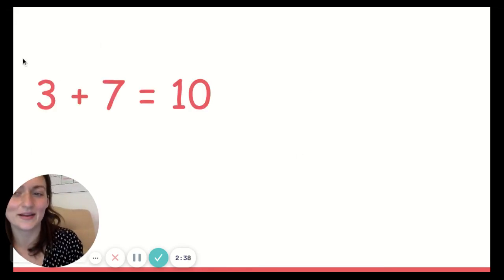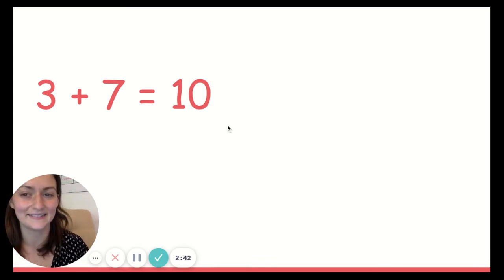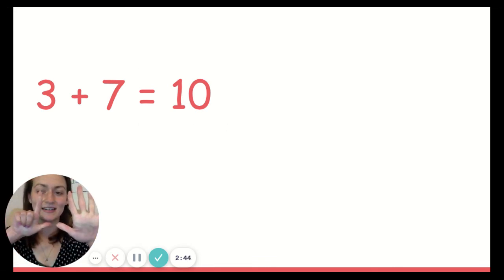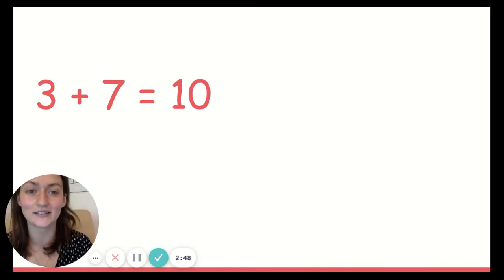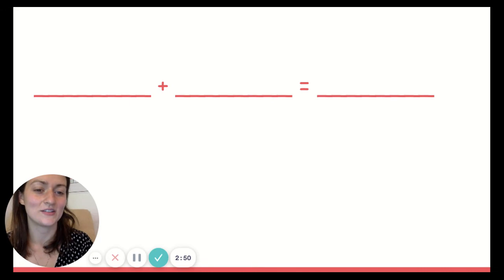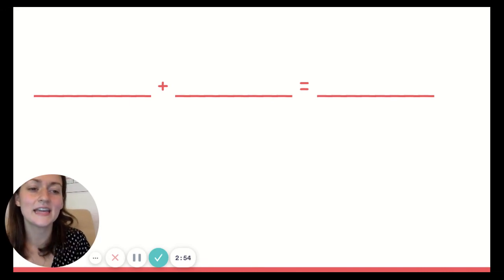There were 3 bears sleeping, 7 bears playing, and that makes 10. 7, 8, 9, 10. 10 bears all together. Okay, let's try a new one. Listen carefully to my story and draw a picture about what happens. When you finished your picture, fill in the number sentence to solve the problem.